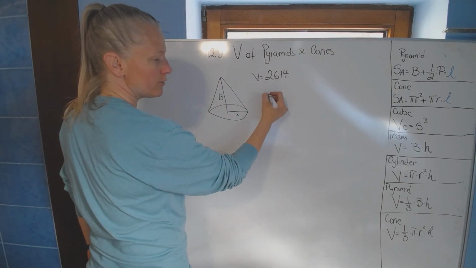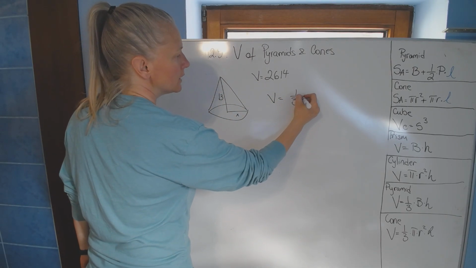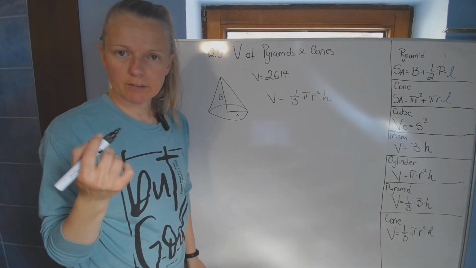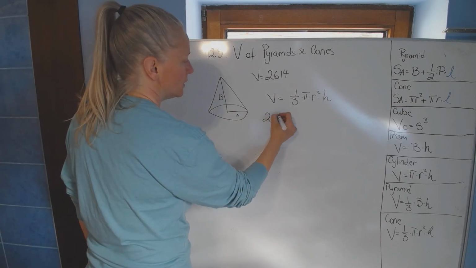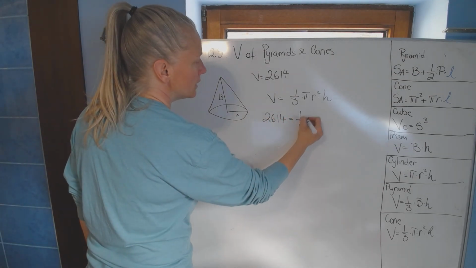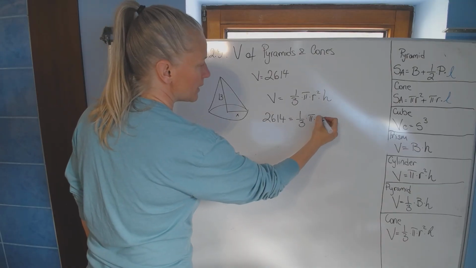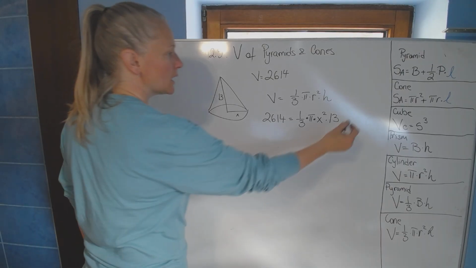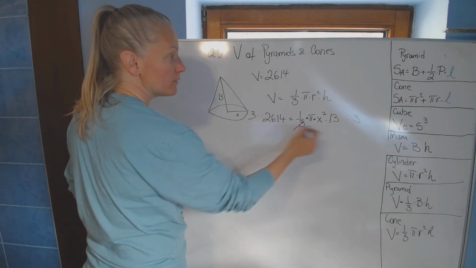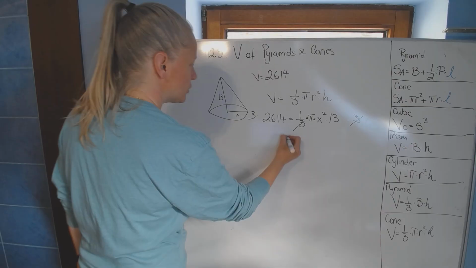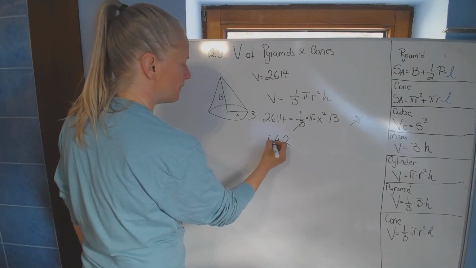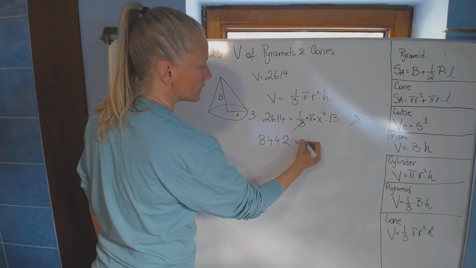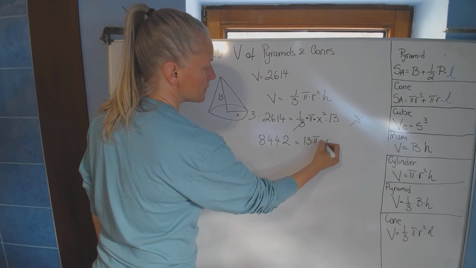Okay, what's the formula for the volume? 1/3 times pi times my radius squared times my height. We're going to go ahead and replace everything that we know. My volume is 2614 equals 1/3 times pi times my radius x squared times my height, which is 13. First thing I'm going to do is times 3 on both sides to get rid of the fraction. We said we always do that. 4, 24, and 2, 8. 4, 4, 2 equals 13 pi times x squared.